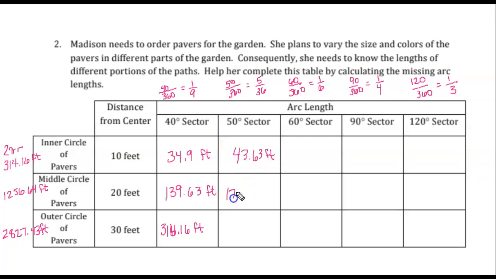The middle, 174.53 feet. And for the outer, 392.70 feet.